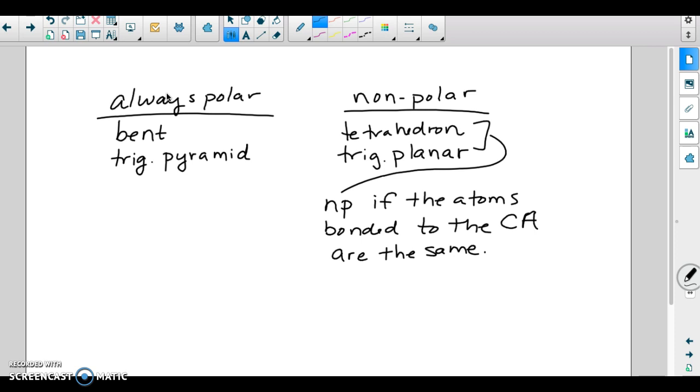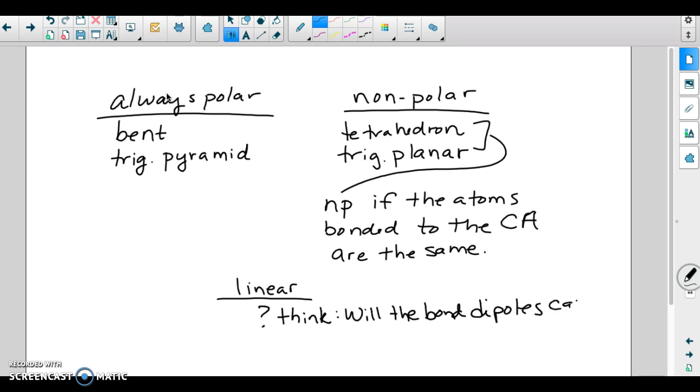And then the other shape that we did not cover is linear. We talked about it. I don't really have a rule. When I think about linear, I just say think. The question you're going to ask is, will the bond dipoles cancel? So if you have hydrogen with chlorine, you're not going to be able to cancel that. But if you have carbon dioxide, the pull that goes this way for this bond and this way for this bond, that's going to cancel out. So there's not going to be a polar molecule that results.